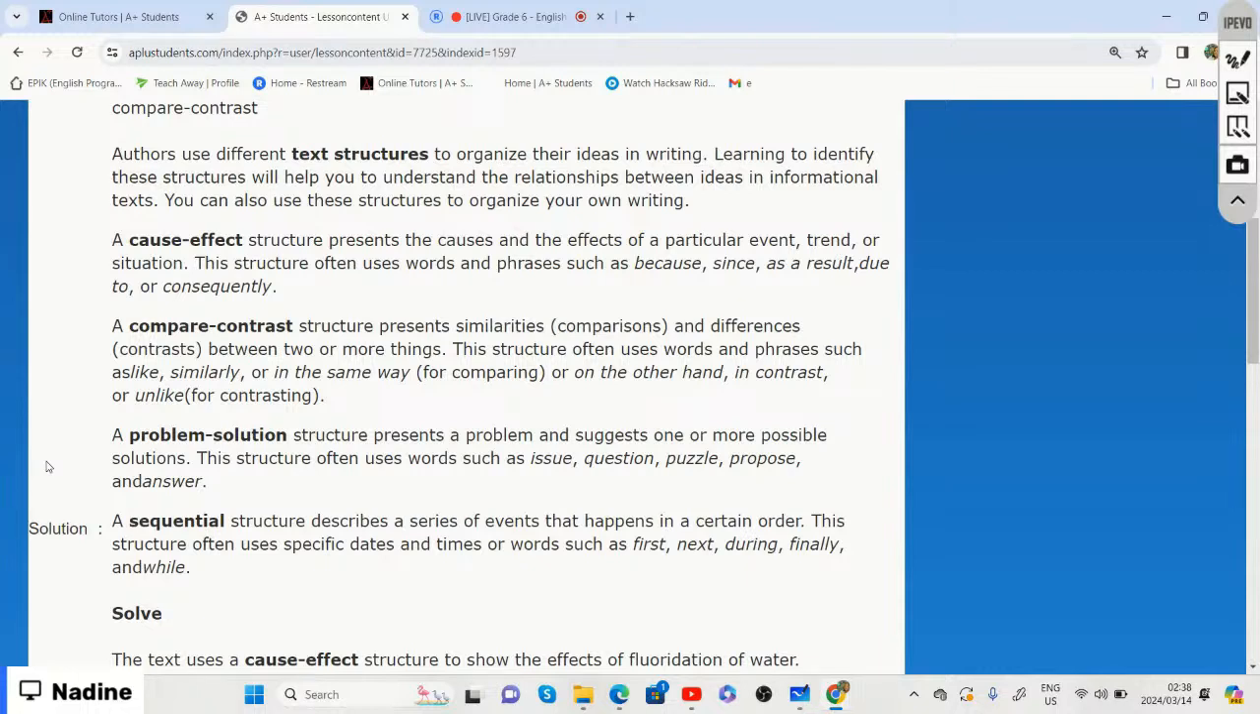All right, and then we have a sequential structure, which describes a series of events that happen in a certain order. This structure often uses specific dates and times or words such as first, next, during, and finally.